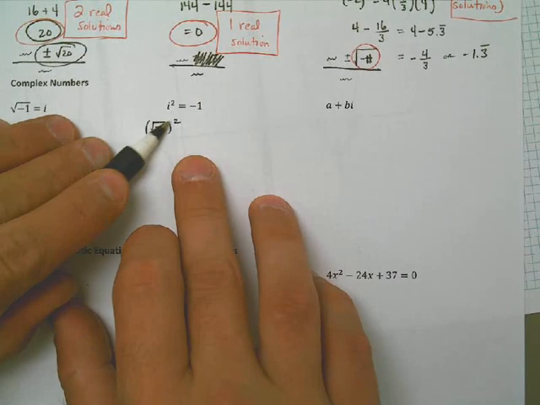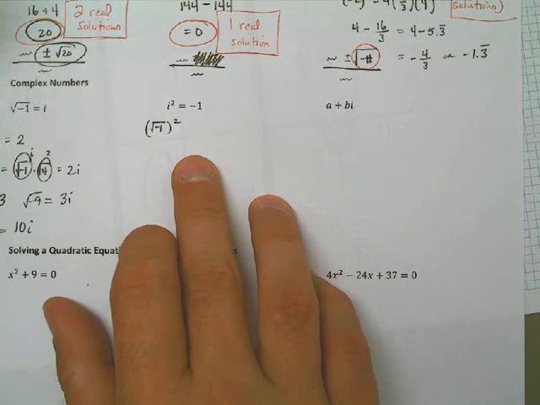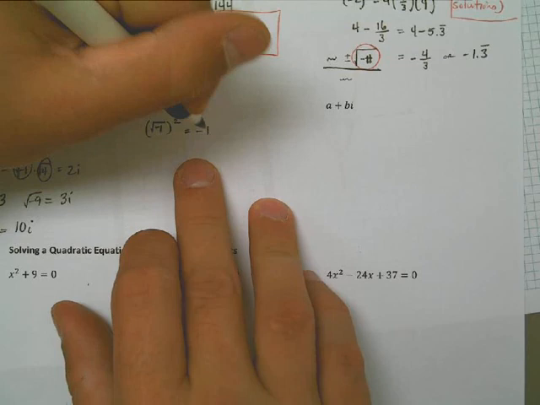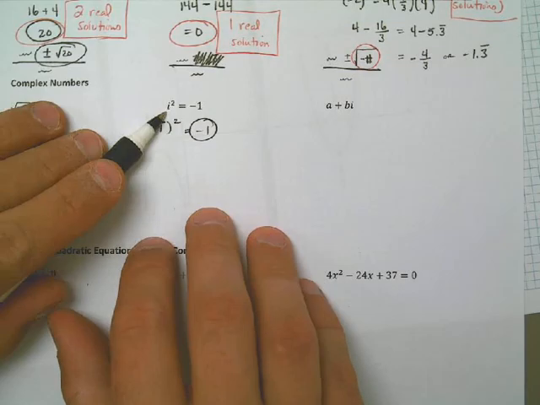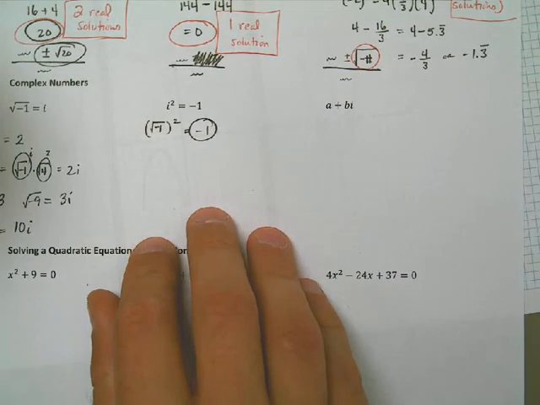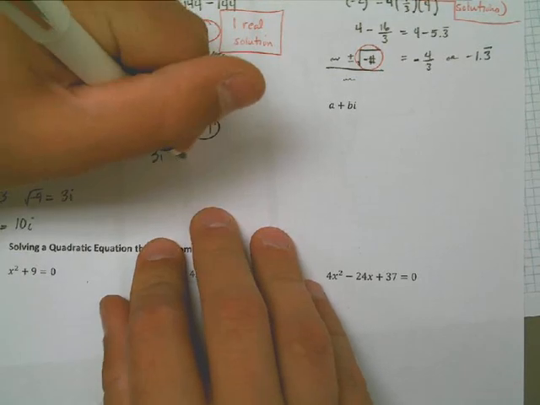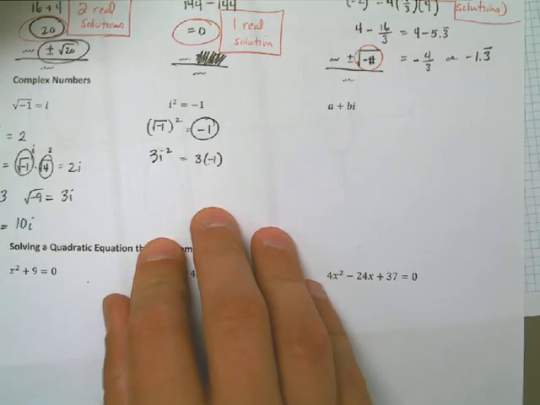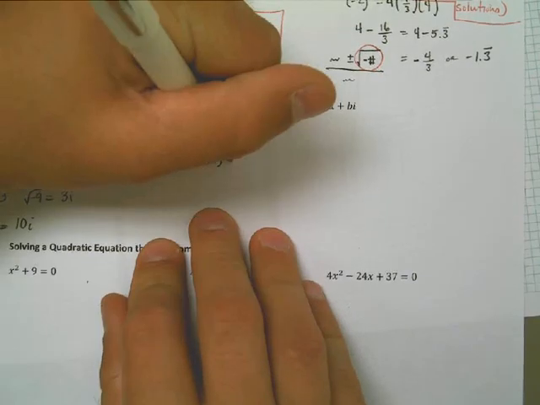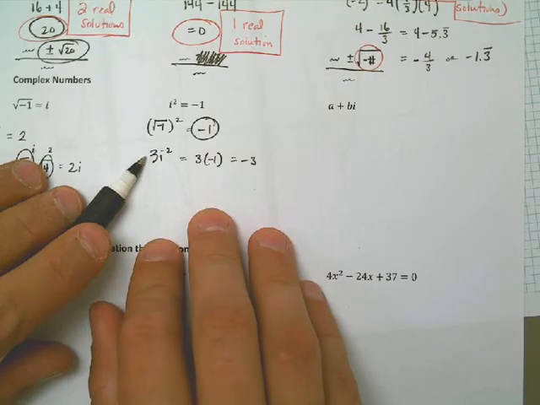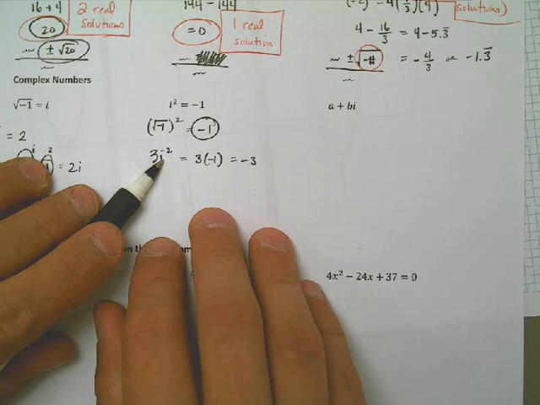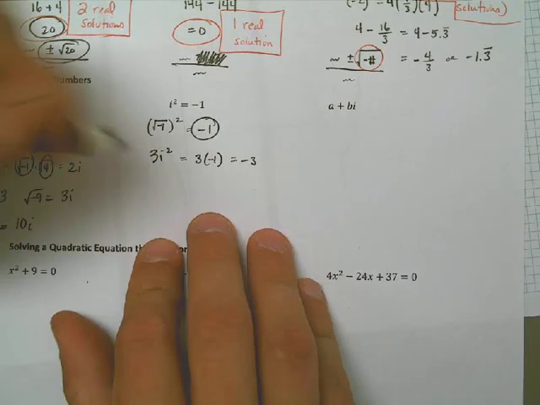So something like 3i squared, if that happens to show up, well, that's just really 3 times a -1, which we know is a -3. So in other words, the 3 doesn't change, but the i squared I pull out front as a negative sign. If I had a -4i squared, that becomes a +4. It flips the sign, the number does not change.